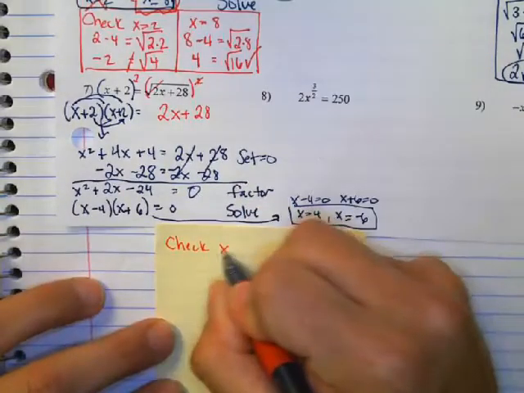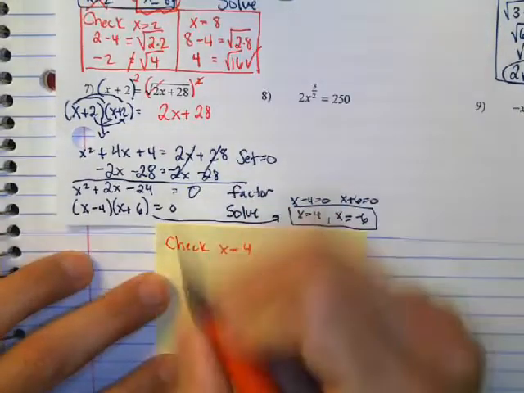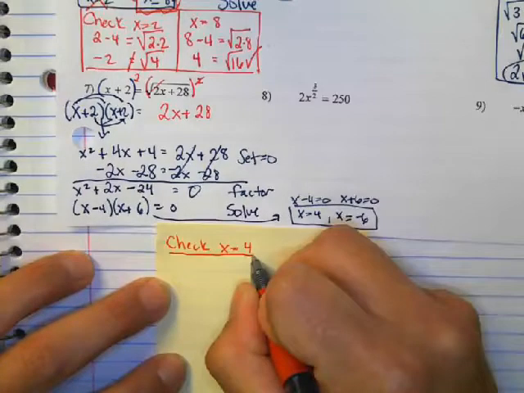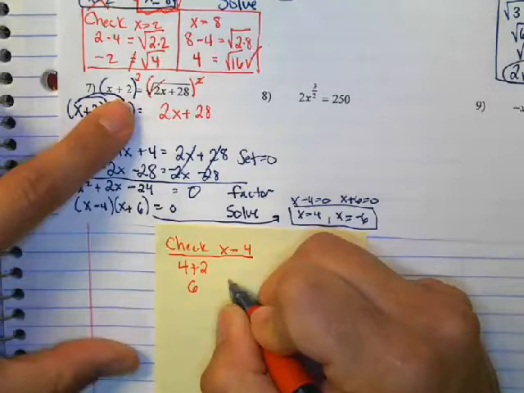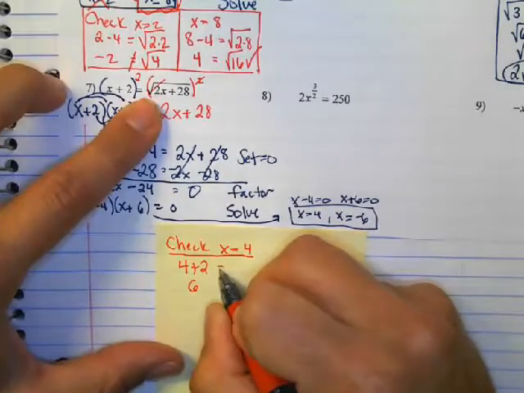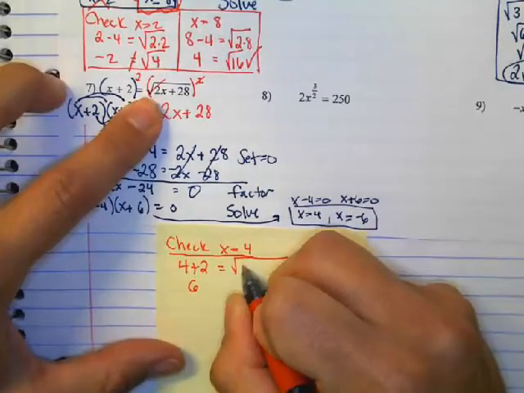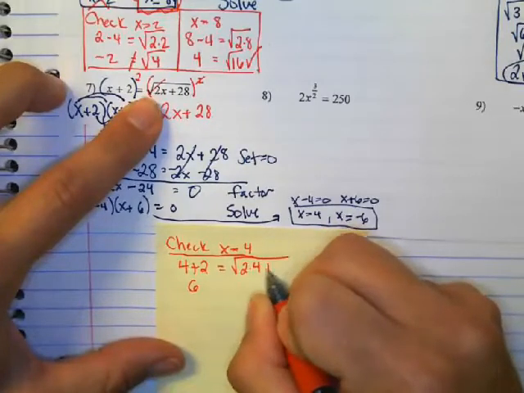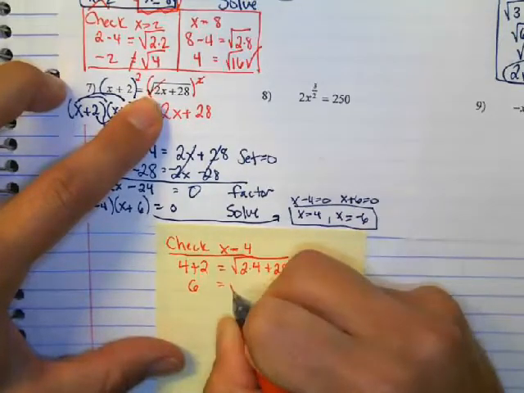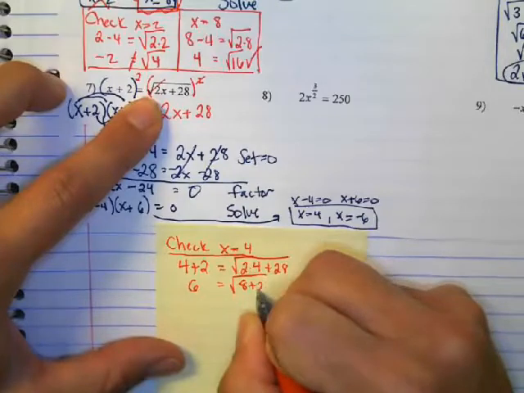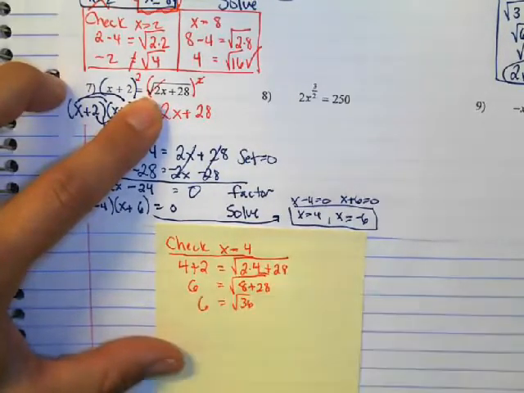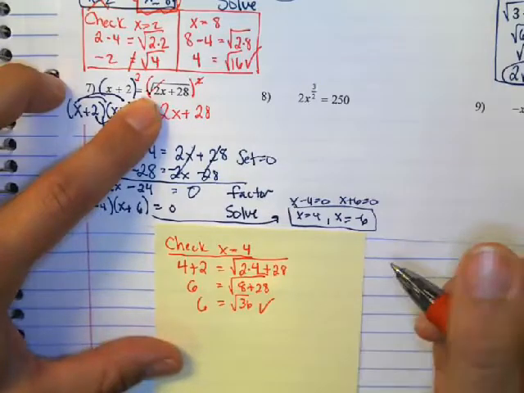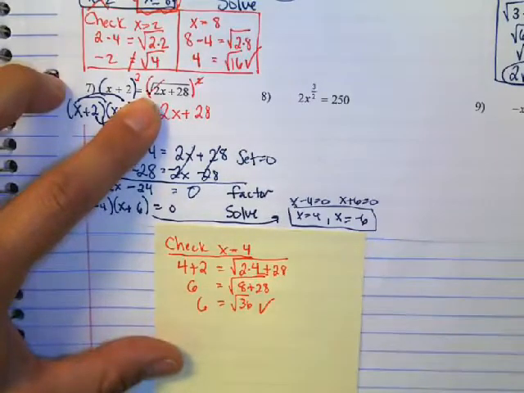My first one that I got is x equals 4, going back to my original equation. 4 plus 2 is 6 on the left side of my original equation. Right side is 2 times 4, which is 8, and 8 plus 28 is the square root of 36, and the square root of 36 is 6, so that one does check. So my answer of x equals 4 is good.